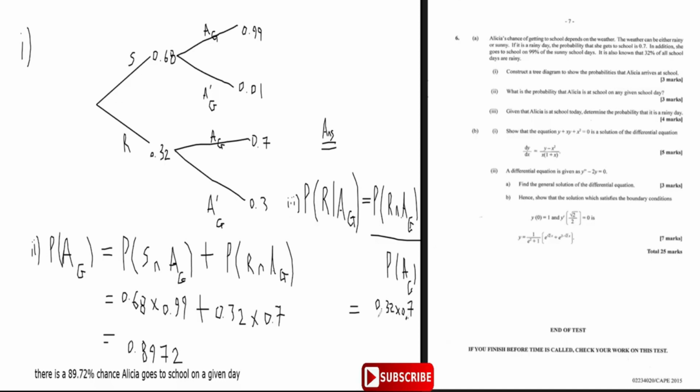So 0.32 times 0.7 over 0.8972. Nice and easy. You work that out, and that will be the probability of it raining given that Alicia goes to school. So 0.32 times 0.7 divided by 0.8972 is 0.234. All right, rainy.